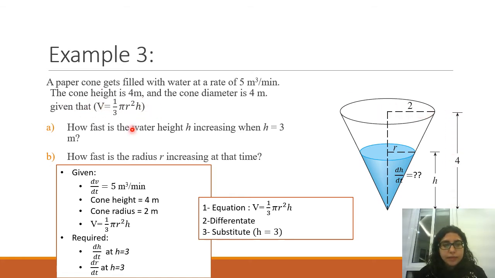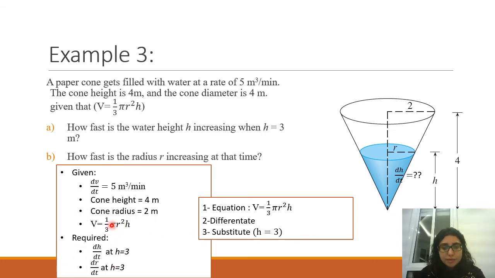And the volume equation is also given. How fast is the water height? He wants dh by dt, increasing when h equals 3. And then he's asking about how fast the radius, so dr by dt, at the same time. So here are the givens. We know that dV by dt is 5, the cone height 4, cone radius 2, the equation is also given.